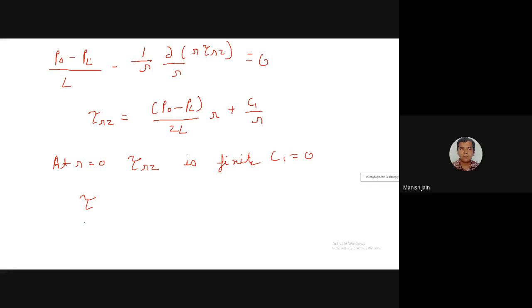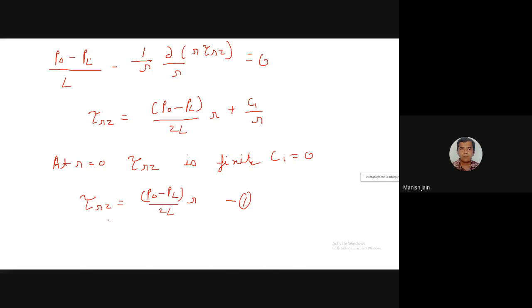So you will get the equation tau rz equal to (P naught minus PL) divided by 2L, multiplied by r. This is equation number 1. Now, instead of Newton's law of viscosity, you have to substitute the power law model.